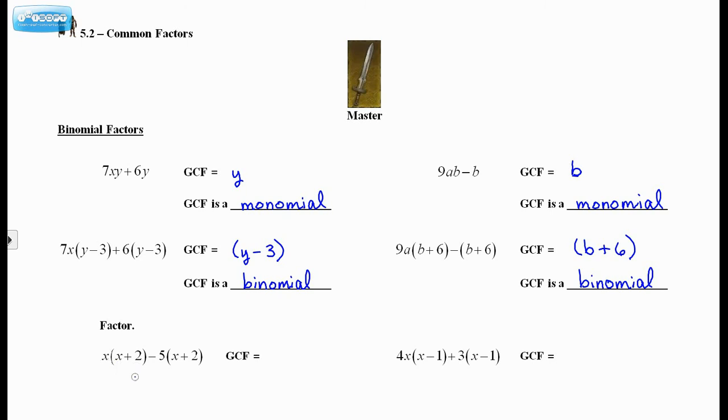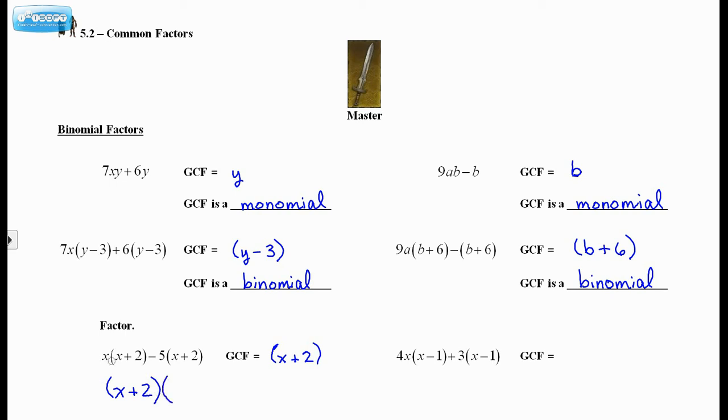So x times x plus 2 minus 5 times x plus 2. In this case, the GCF is a binomial. It is x plus 2. But I'm just going to treat it as if it's one number, one set of brackets. And we're going to do exactly what we did before when we factored. We divide out each term by the GCF. So we write the GCF in front, just like we would before. It's just a binomial inside a set of brackets. And then we write whatever's left.